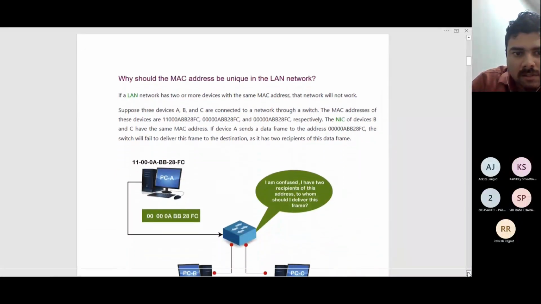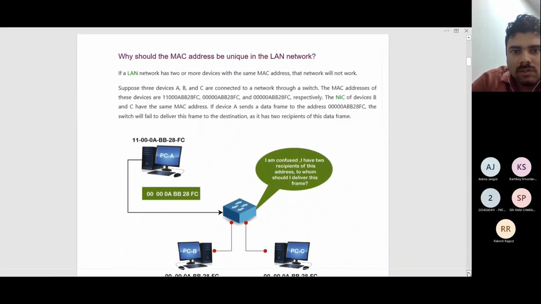The next step is why should the MAC address be unique in the LAN network? See the diagram. If a LAN network has two or more devices with the same MAC address, that network will not work.